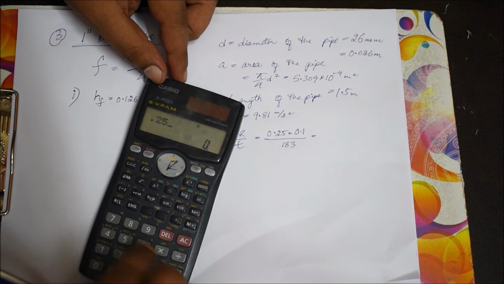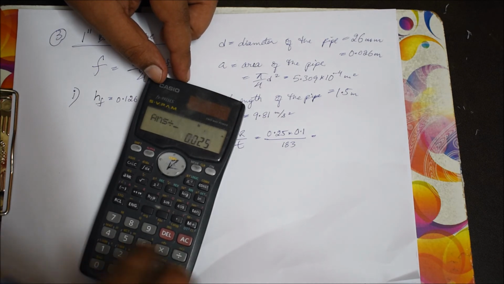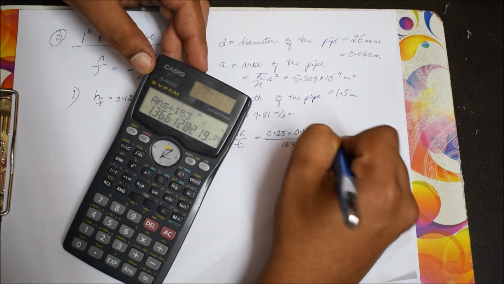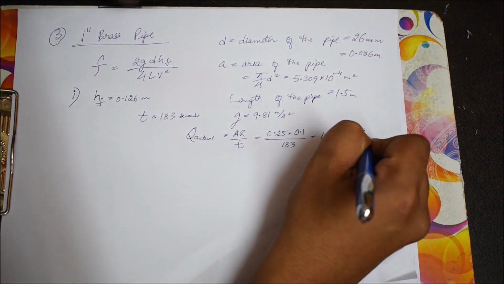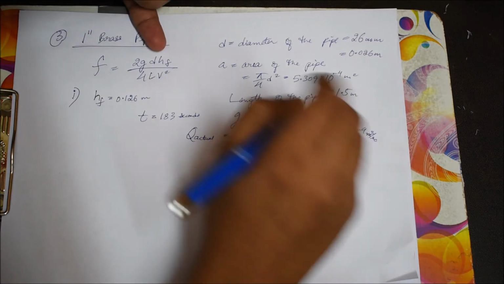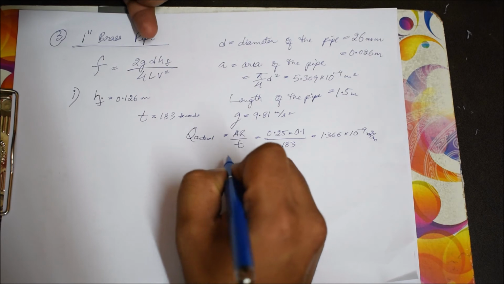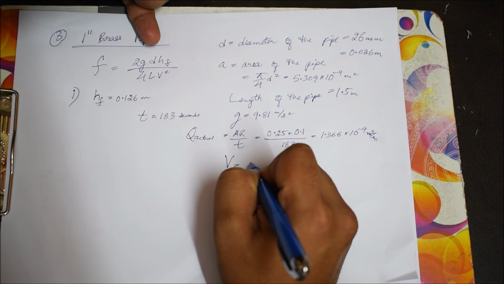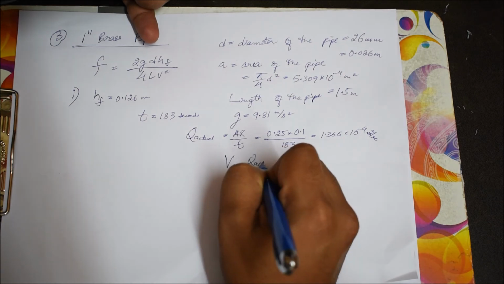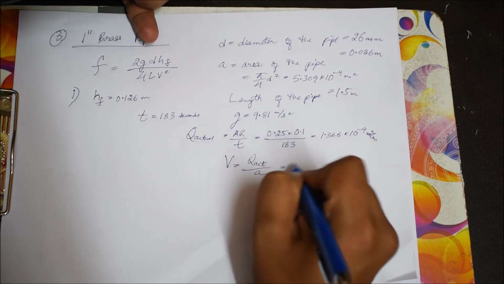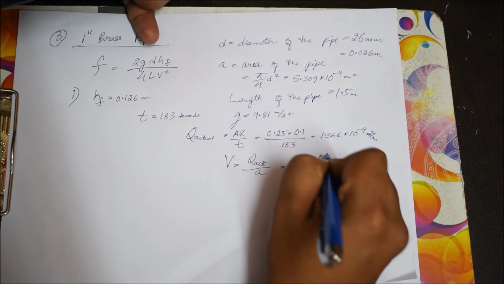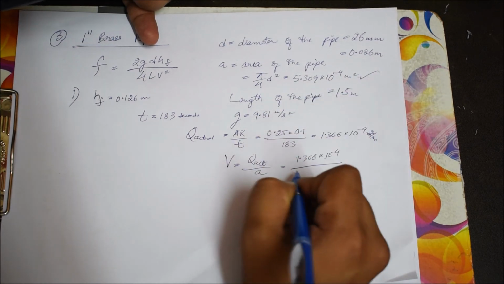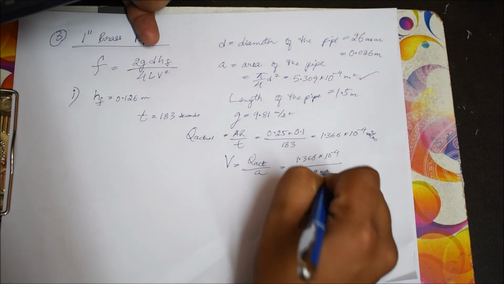Let us calculate this. So it is coming somewhere around 1.366 into 10 to the power of minus 4 meter cube per second. So if I divide Q actual by area of the pipe, I'll get velocity of the water through the pipe. V is equal to Q actual by small a. So Q actual is 1.366 into 10 to the power of minus 4. Small a is area of the pipe, which is 5.309 into 10 to the power of minus 4.